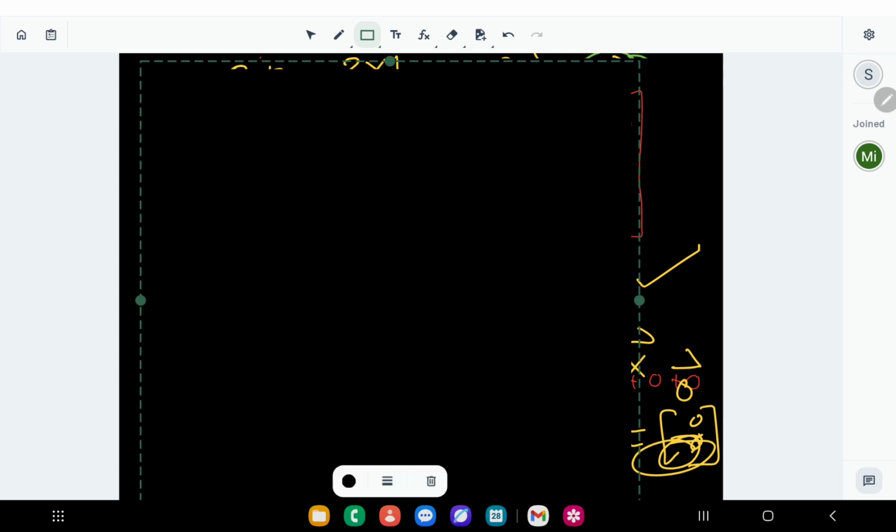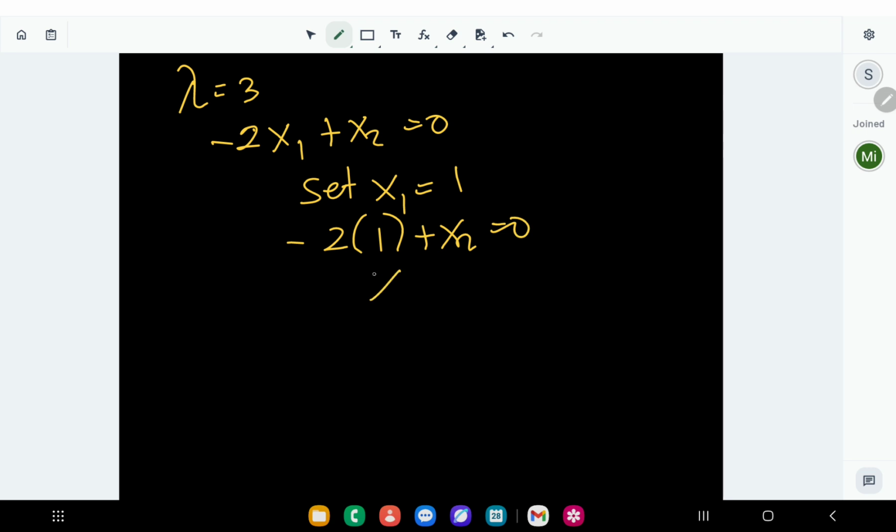Let's go back to that one. Okay, let's go back to lambda. Where are we? Lambda equals 3. So we got negative 2x1 plus x2 equals 0. To solve for the values, we can set x sub 1 equals 1. So that is negative 2 times 1 plus x sub 2 equals 0. So x sub 2 is equal to 2. Now we have x sub 1 equals 1 and x sub 2 equals 2.